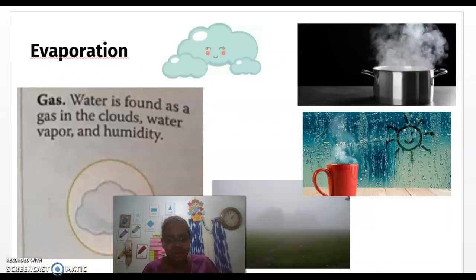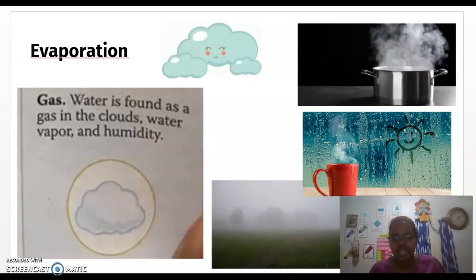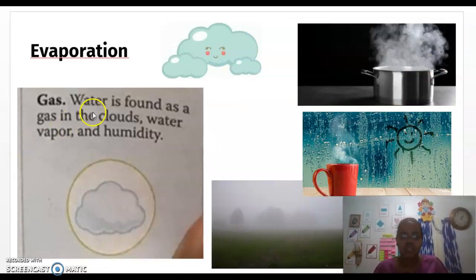And the last state is the gas. Water is found as gas in the clouds. Water vapor and humidity. Humidity like this picture and vapor like this. So those are the three forms of water.